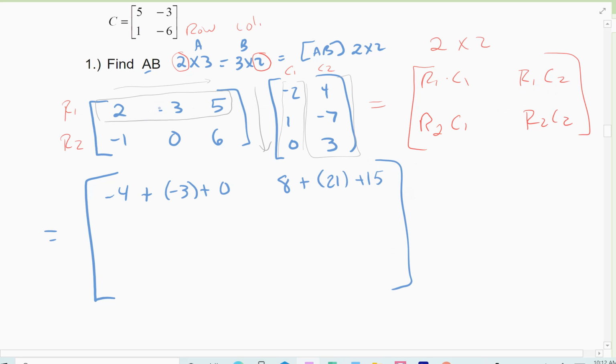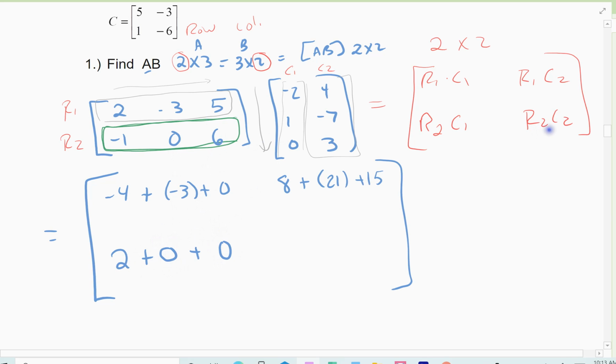Sometimes I think it's helpful to cover it up. What I'm going to do is circle my other row. So this is the one I'm now looking at, and I'm going to multiply it by each one of my columns. So row 2 by column 1. That goes here. Negative 1 times negative 2 gives me a positive 2. 0 times 1 is 0, plus another 6 times 0, which is 0. So that was easy. That's just going to leave me with 2. But that's the math that got me to the 2.